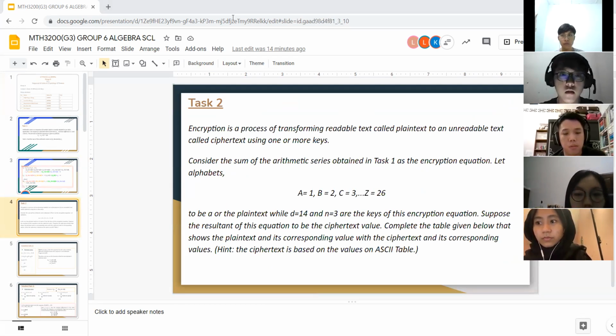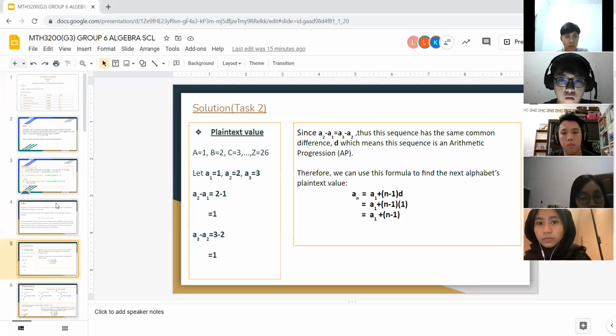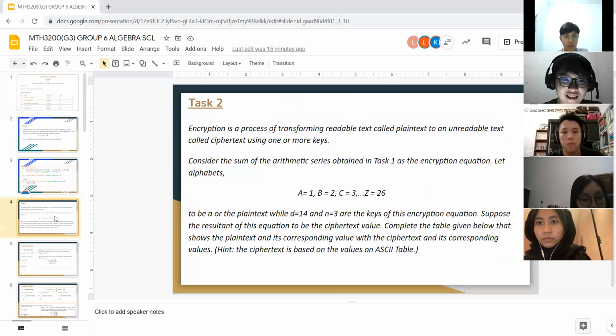Task 2 is to create a table which converts plain text to ciphertext. It is given that A equals 1, B equals 2, C equals 3, and the last one, Z equals 26. To find the ciphertext, we use the formula Sn, the sum of the series, to find the ciphertext value. With the ciphertext value, we can refer to the ASCII table.